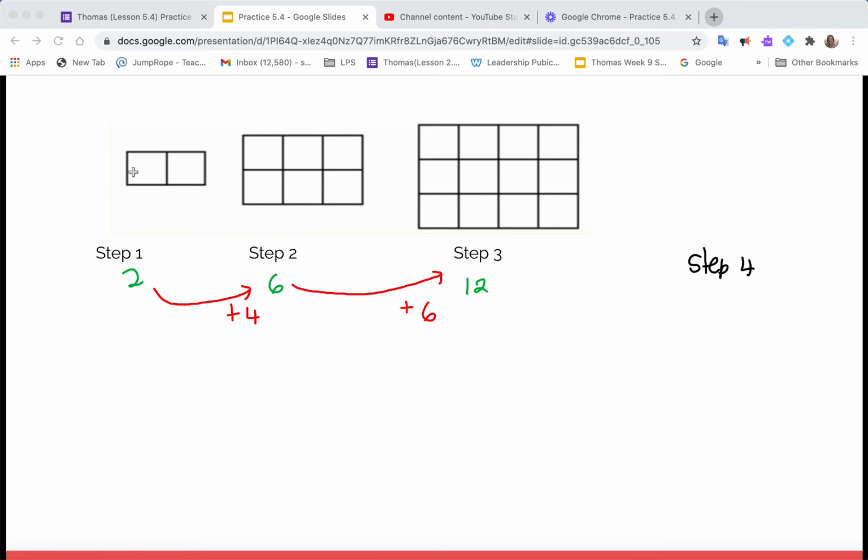So step 1 is a 1 by 1 and an extra square. Step 2, we have a 2 by 2 and 2 extra squares. Step 3, we have a 3 by 3 and 3 extra squares. So I'm going to guess that step 4, I'm going to have a 4 by 4 and an extra square. So I'm going to go ahead and construct my 4 by 4 first.